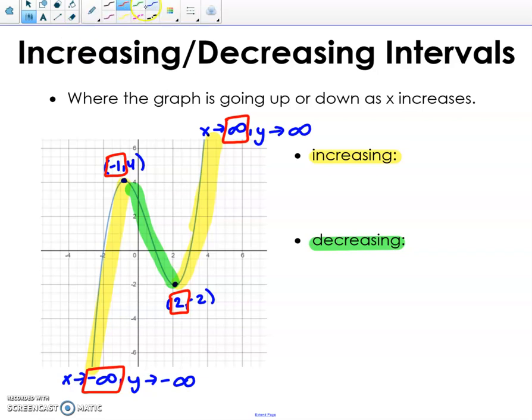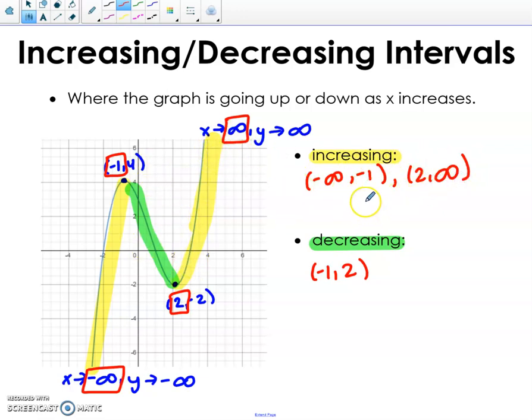So as we go from left to right, we're only focusing on the x's. It's going to be increasing from negative infinity to negative 1. In this span between these x values, the line is going up. Then we decrease from negative 1 to 2. Between negative 1 and 2, the line is going down. And then we increase again from 2 to infinity. Between 2 and infinity, the line is going up.